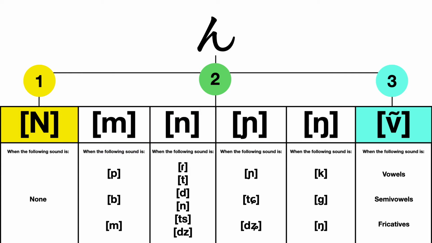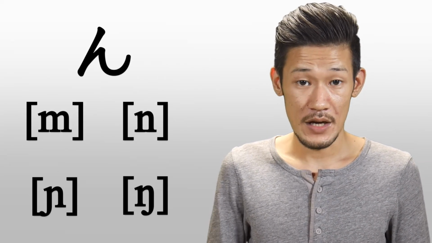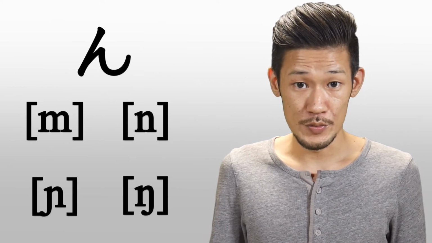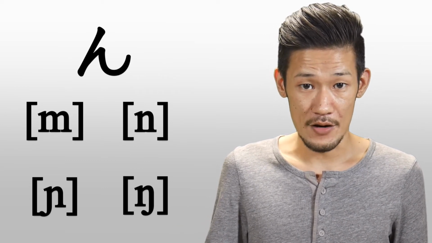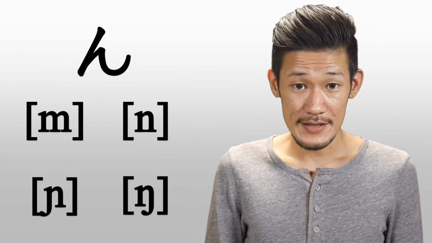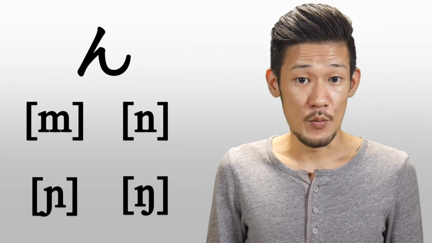When a sound after n is produced by blocking the airflow. In this group, there are 4 ways of pronouncing n. And n is influenced by the following sound in this group. So the place of articulation for n becomes the one for the following sound. Let's take a look at these 4 ways one by one.